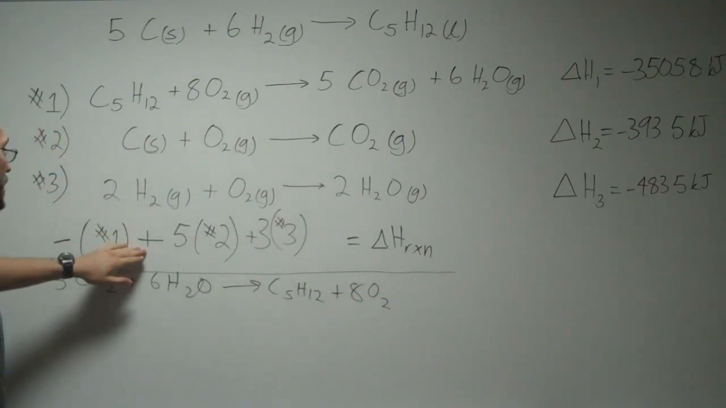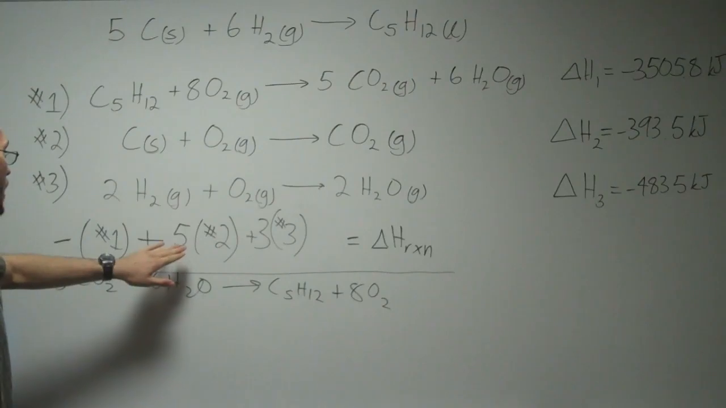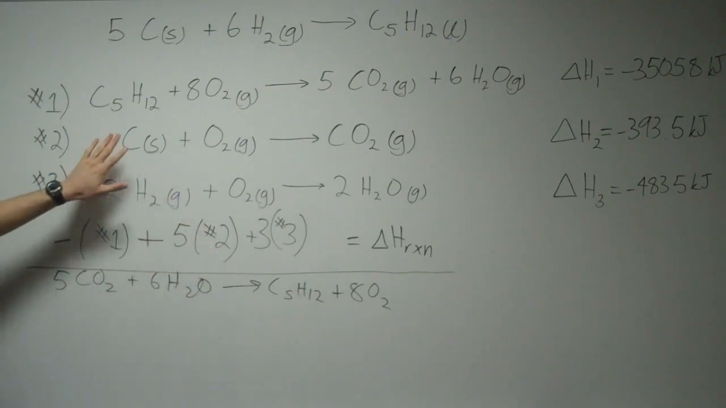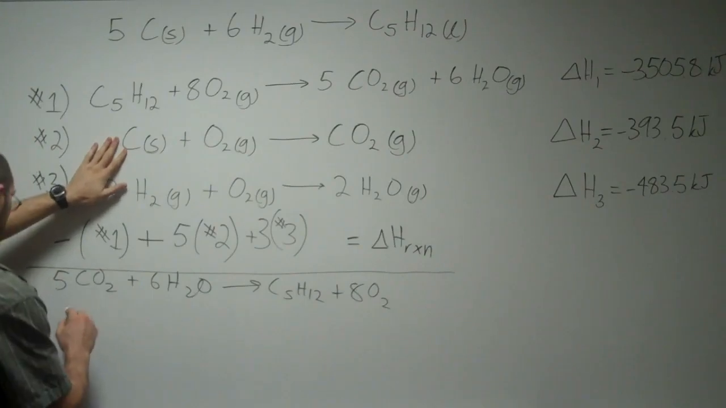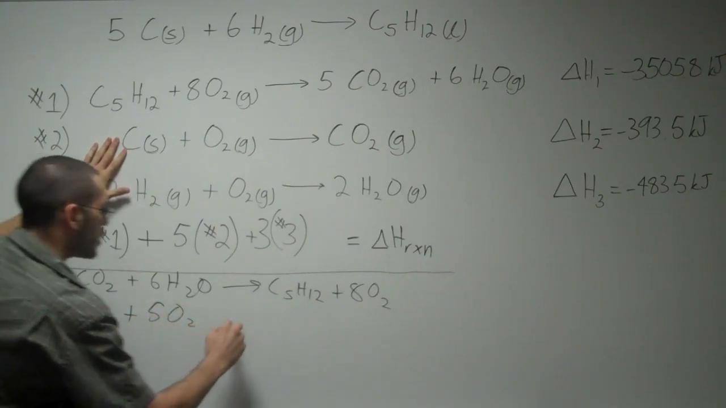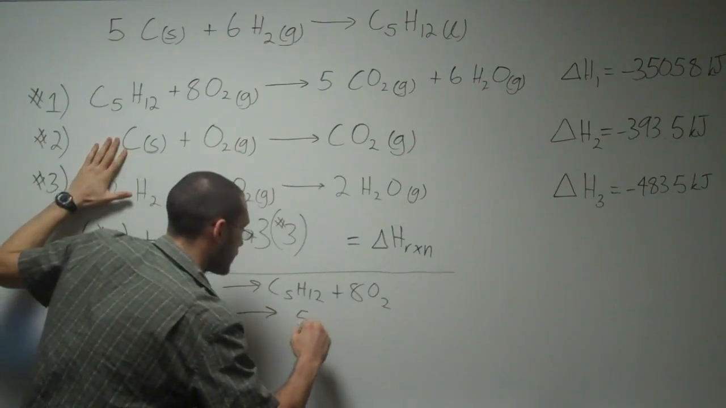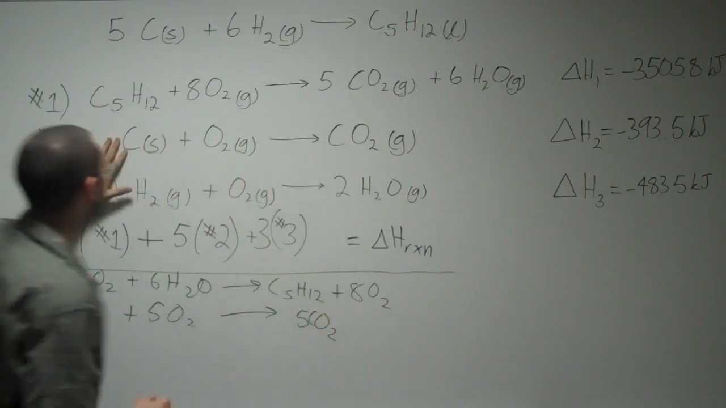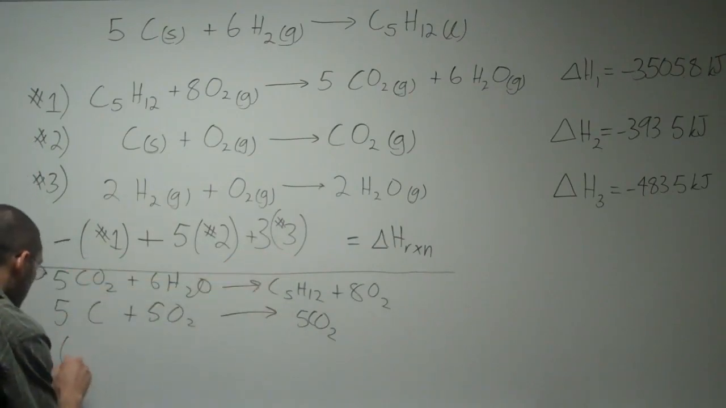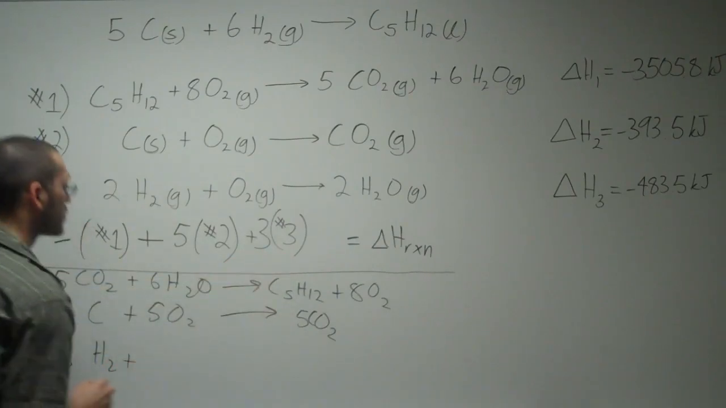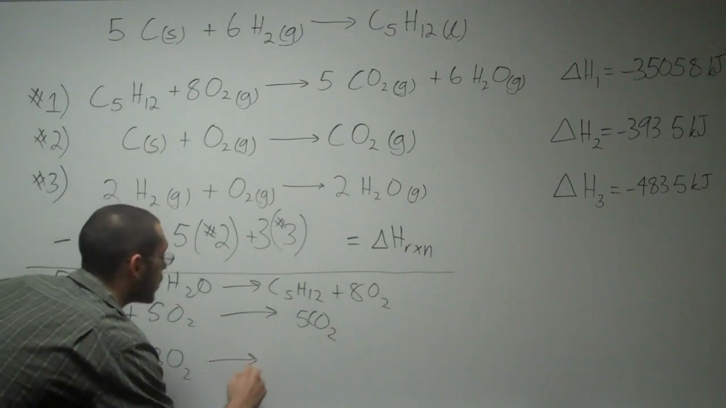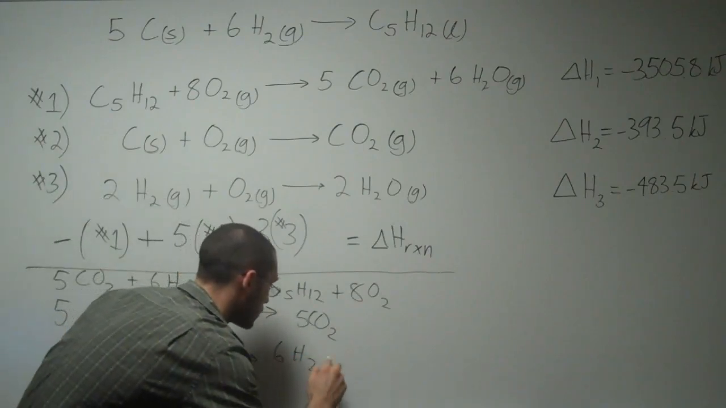Then to that I'm going to multiply equation number 2 by 5. So here we go. 5 carbons plus 5 O2s yields 5 carbon dioxides. Then take equation number 3, multiply by 3. 6 H2s plus 3 O2s yields 6 H2Os.